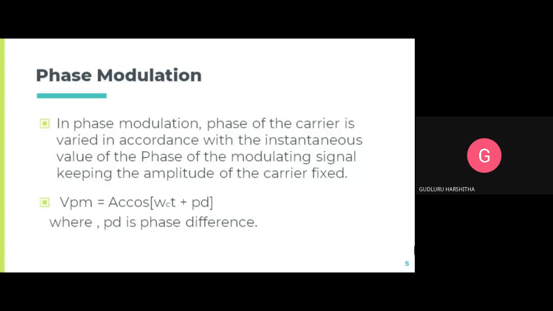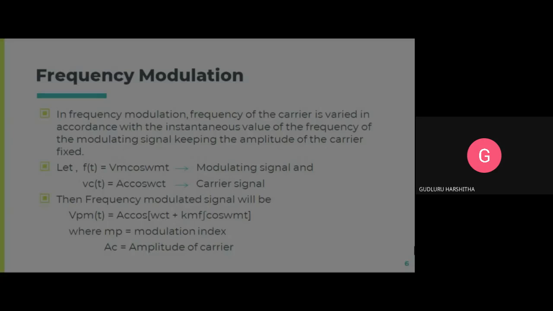Phase modulation works by modulating the phase of the signal, that is, changing the rate at which the point moves around the circle. This changes the phase of the signal from what it would have been if no modulation was applied. In other words, the speed of rotation around the circle is modulated about the mean value. This is the formula given for the phase modulation, where PD is the phase difference.